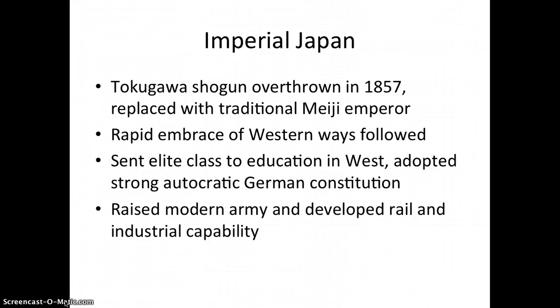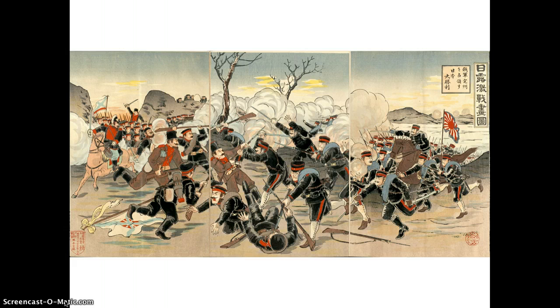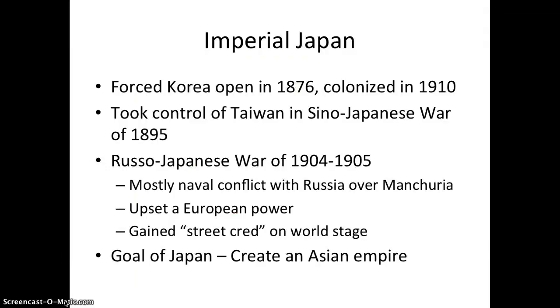And they raise a modern army and develop a rail system and industrial capability, and they do all this in a very short amount of time. And what we see is that the Japanese quickly become an imperial power. They actually start to go out and dominate other people. This country that was really backwards and closed off from the world for 400 years, in just 50 years has become a powerhouse. Now this is a Japanese painting of the Russo-Japanese War, which exemplifies that new power that Japan has.